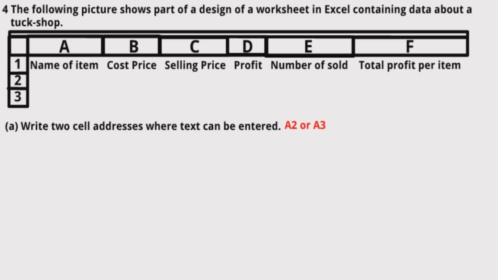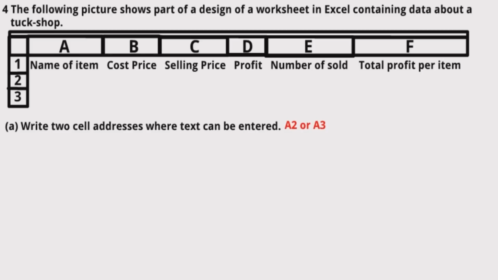Now remember, our answer depends on the diagram given. If we had rows going downwards, then we could have a variety of answers. If we were reaching up to 8, we could say 7 and 8. It's okay. But now the diagram is just showing us 1 up to 3. So the cells where text will be entered are A2 and A3.